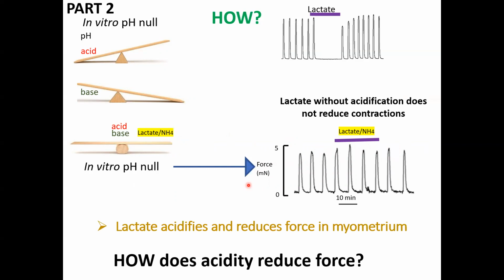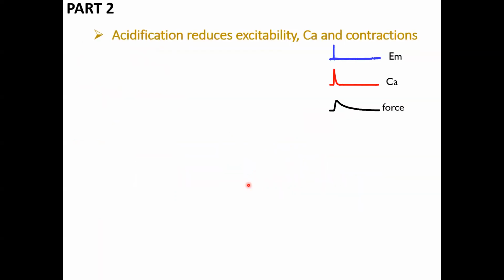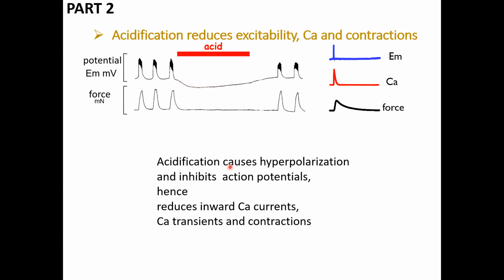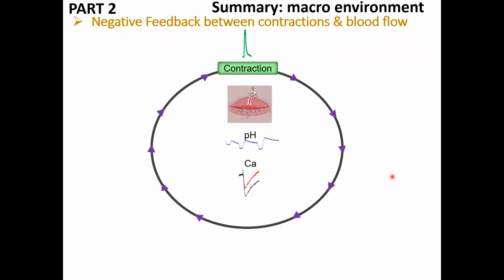But of course, how is it doing that is our next question. How does acidity reduce force? We come back to our EC coupling. Simultaneous measurements of membrane potential and force. And what you can clearly see is a hyperpolarization during acidic conditions. And what that means, of course, is that we inhibit action potentials and therefore calcium contractions and force. So we have a negative feedback mechanism I want to persuade you of during the course of a contraction.